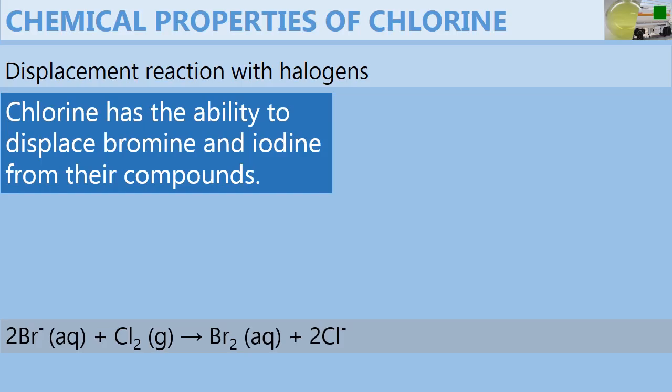Similarly, when chlorine is bubbled through a solution of iodide ions, the colorless solution turns brown. Chlorine oxidizes iodide ions to iodine. In the presence of iodine, the solution is a reddish brown solution. It can be represented as follows.